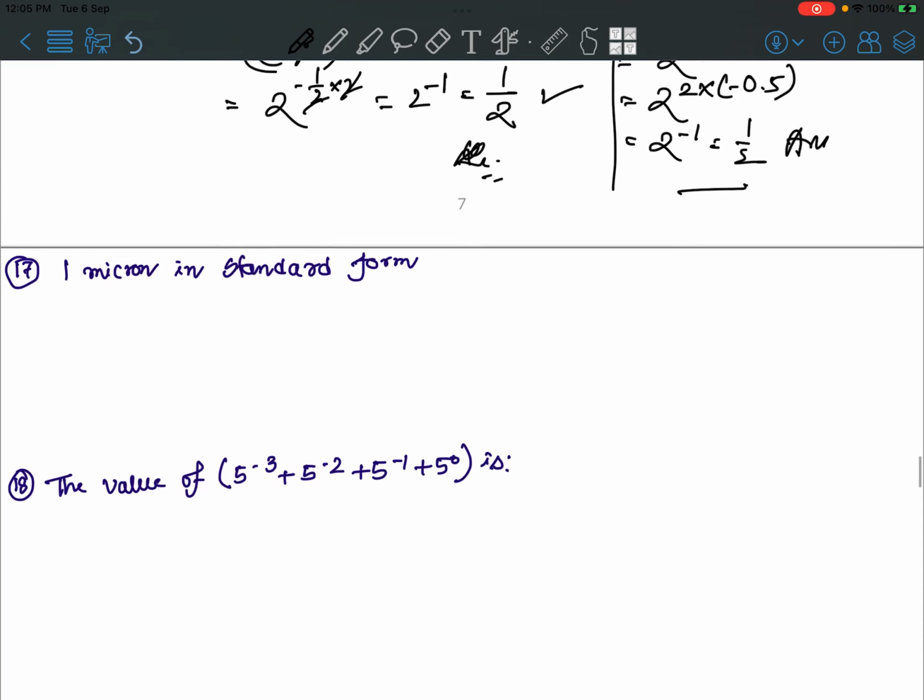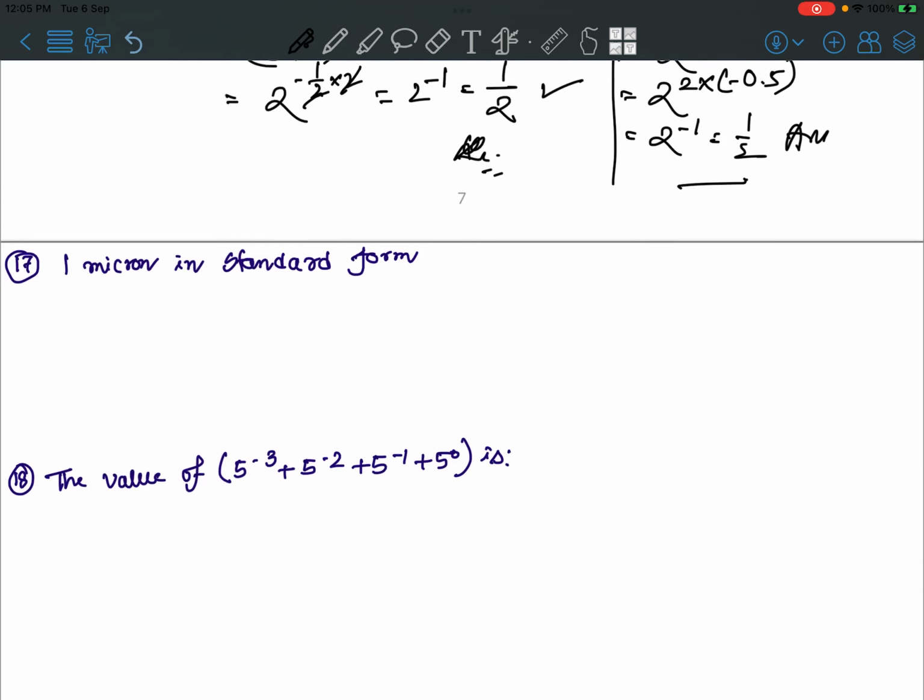Now the next problem. The next problem is 1 micron in the standard form. I hope all of you have already read about the micron in physics. Then 1 micron equals 1 by 1,000,000 meter. M means meter. So 1 micron equals 10^(-6) meter. You just have to mark it.